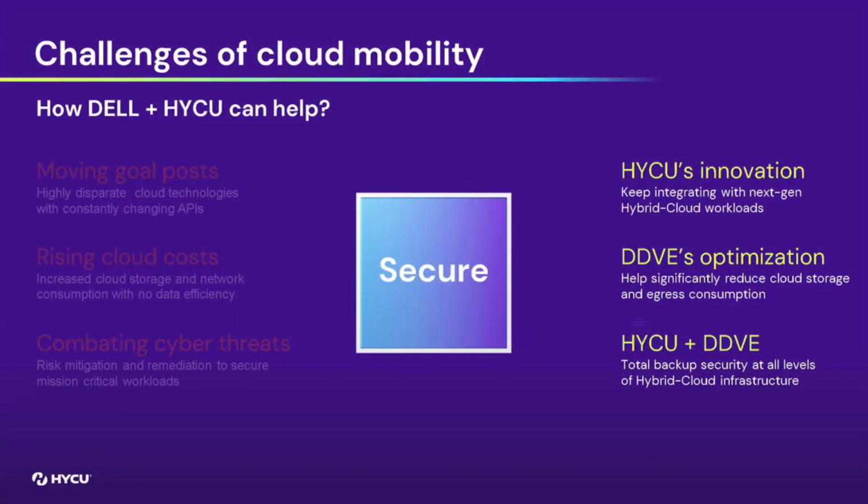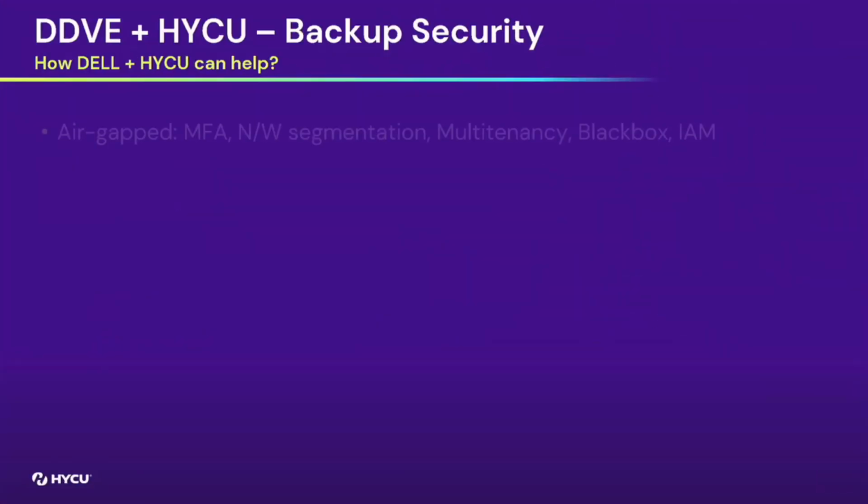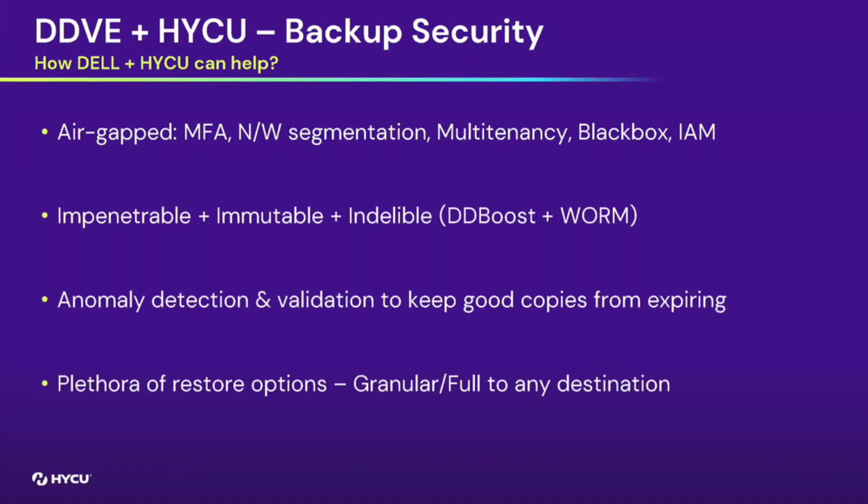Now, the third part is with regards to how HYCU and DDVE can come together in terms of data security to combat cyber threats, right? Now, HYCU is well known to provide air-gapped backup security. I mean, other vendors call it zero trust architecture. And this is something that's standard across all of the backup vendors. Multi-factor authentication, network segmentation, multi-tenancy with role-based access control, treating the solution as a black box, and the list keeps going on and on. We're all there. I'm not going to say that we're unique in this. Pretty much every vendor does this.